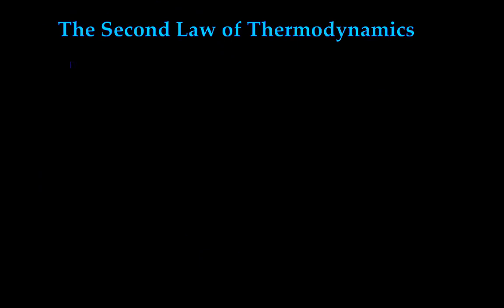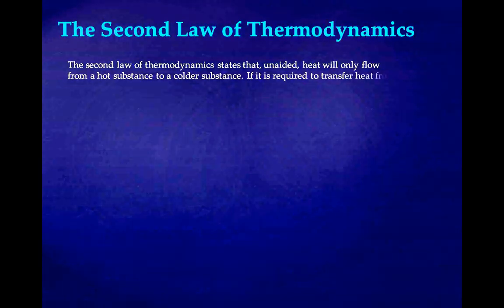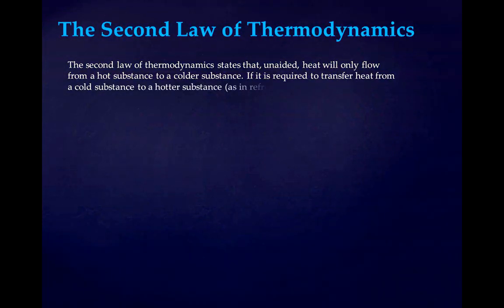The second law of thermodynamics. The second law of thermodynamics states that, unaided, heat will only flow from a hot substance to a colder substance. If it is required to transfer heat from a cold substance to a hot substance, such as in refrigeration, then external work must be applied.